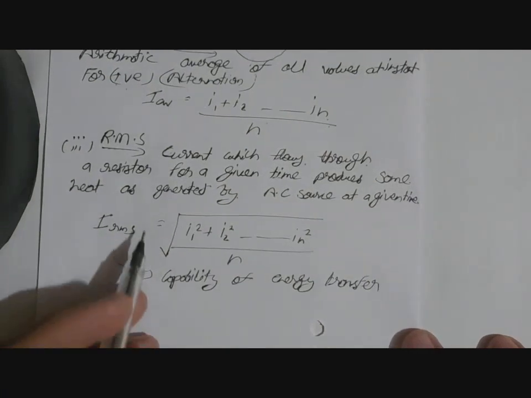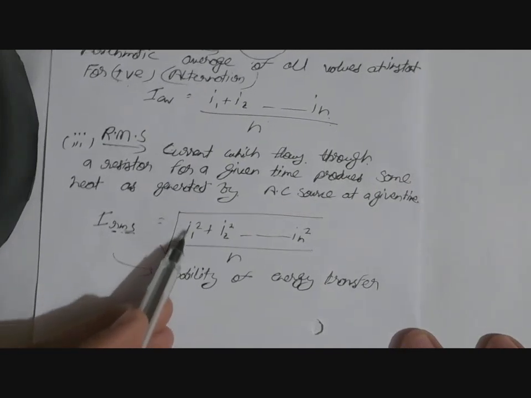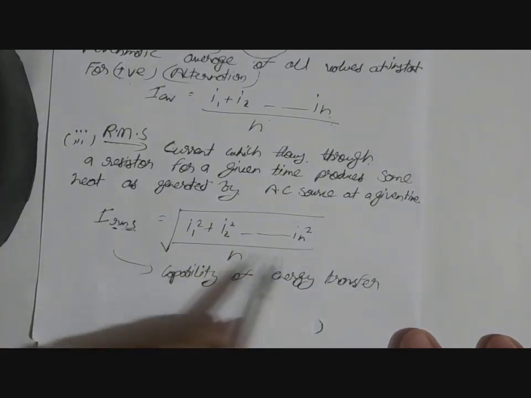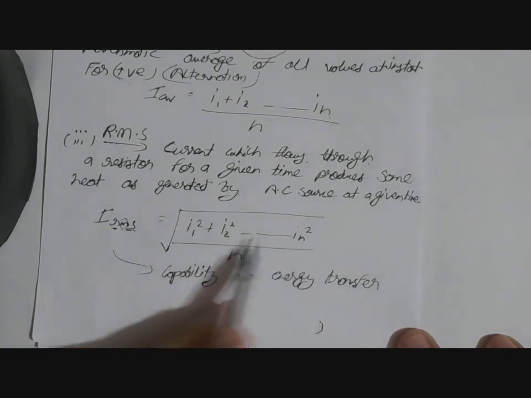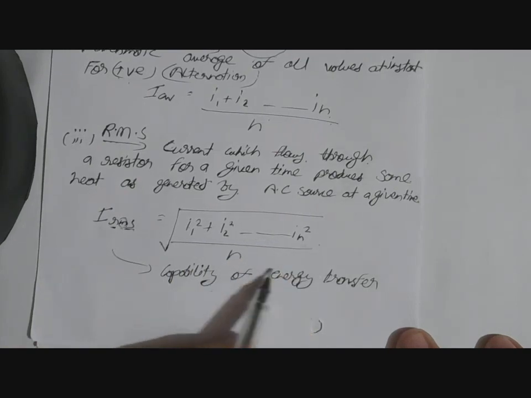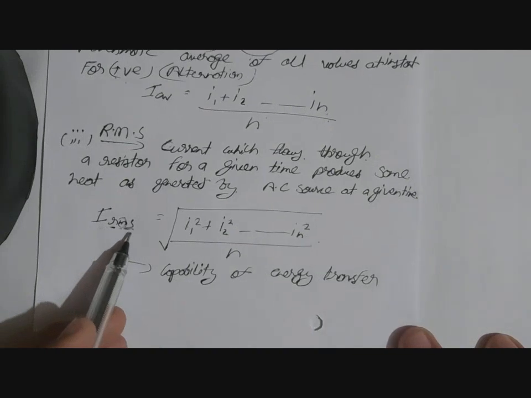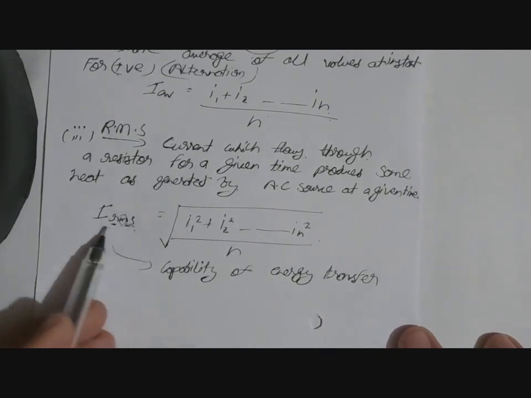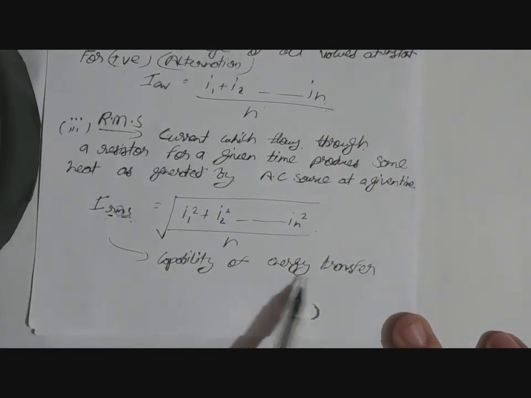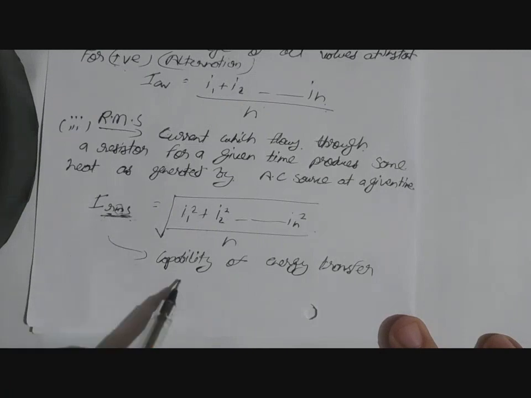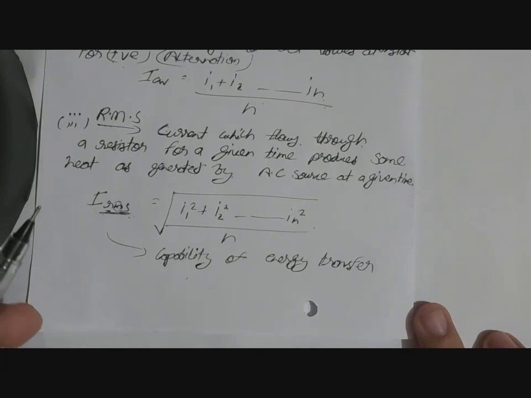IRMS is equal to root mean square, meaning first of all apply the squares, I1 squared, I2 squared, I3 squared, and then find the mean, meaning the total divided by the number of observations n, and then apply the root. So from end to start you can make this statement. So IRMS is the capability of energy transfer. RMS always shows the capability of energy transfer in terms of heat, in terms of DC current.